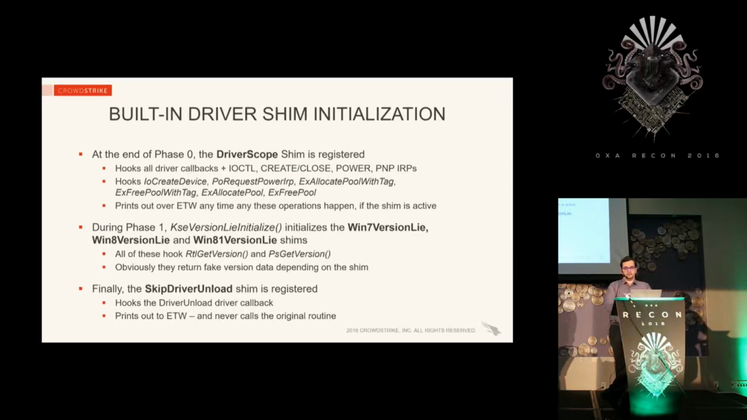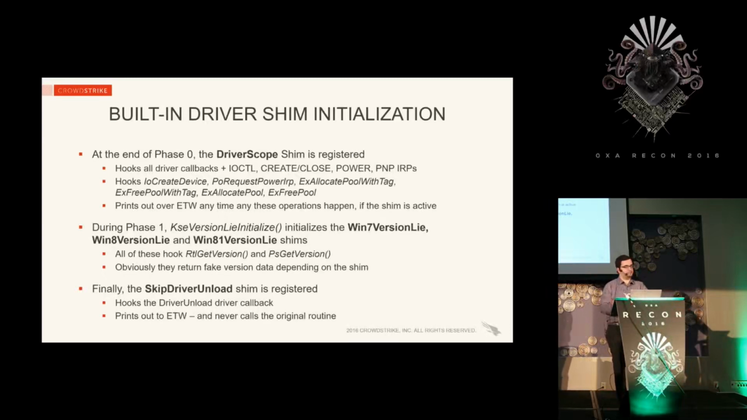And basically, when this shim is active, all it does is hook all those things, and it just prints out over ETW, which is Event Tracing for Windows, Windows's internal tracing mechanism, anytime that happens. So it just hooks those things and tells you that it happened. As the name suggests, driver scope, kind of like a scope for drivers. We're going to see driver scope is never active on anything by default, but if you activate it, and we're going to see how you can activate a shim, you get some ETW events. Then there's another set of three shims: Windows 7 version lie, Windows 8 version lie, and Windows 8.1 version lie.